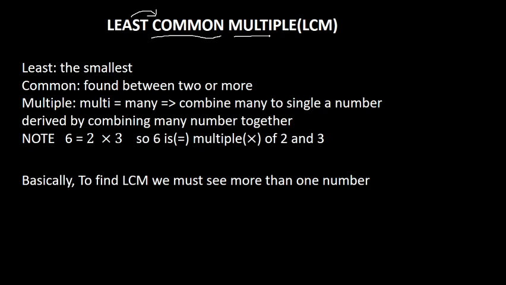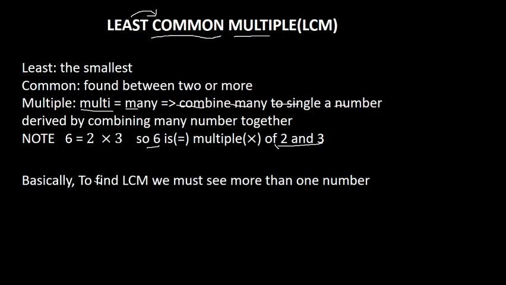The concept of multiple shows here that there are two or more numbers that have to come together to form another number. Example, 6 is multiple of 2 and 3. Multiple there means multiplication. So therefore, multi means many. Combine many to a single. In this case, we combine 3 and 2 to form 6, which is multiple of what? 3 and 2.